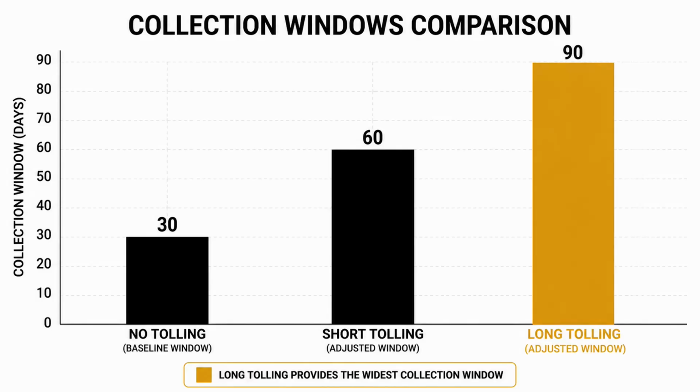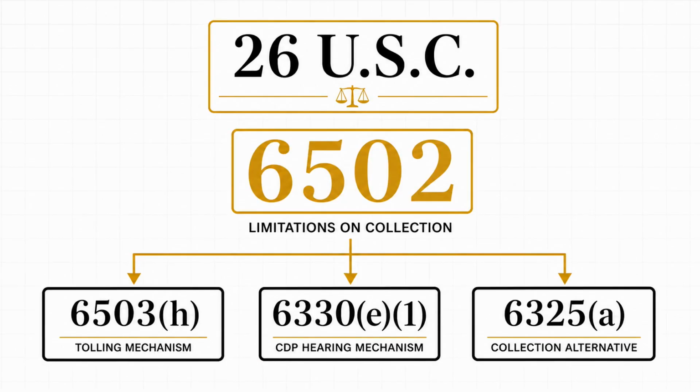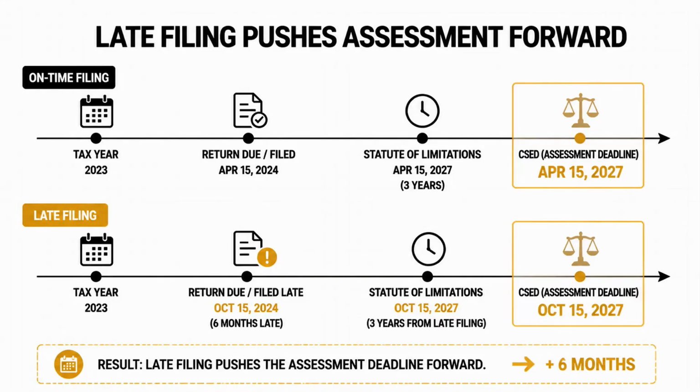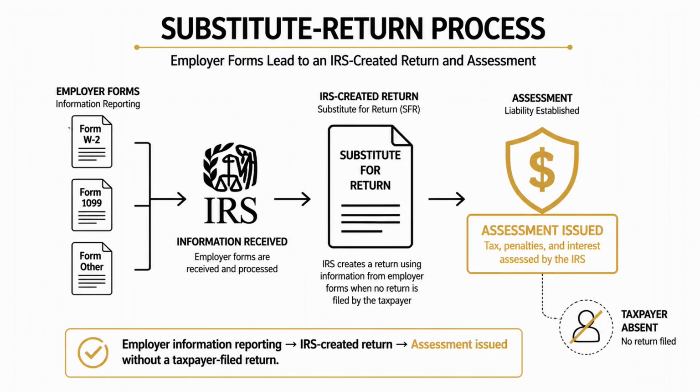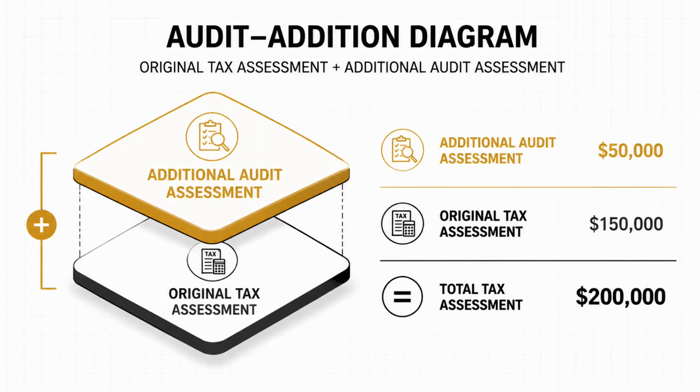The CSED does not move during any of that time. That is not a bug in the process. The law that created the CDP hearing also created the suspension. The right to contest collection and the extension of the collection window are the same provision. IRC Section 6330(e)(1) states explicitly that the levy is prohibited during the hearing period, and the CSED is tolled for the same period.